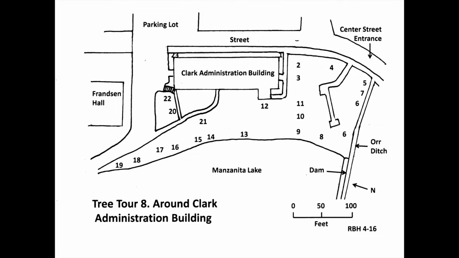Turn onto the sidewalk going down toward Manzanita Lake. The medium-sized tree to the left at number 2 on the map has compound leaves. Now, what does that mean exactly? Well, a compound leaf has a central stem attached to the branch with a number of leaflets coming out from it. In this case 7 or 9 leaflets, and a simple leaf has only 1 leaflet coming out from it. The Pagoda Dogwood at number 1 has simple leaves.